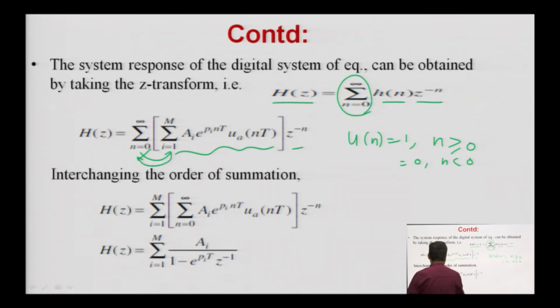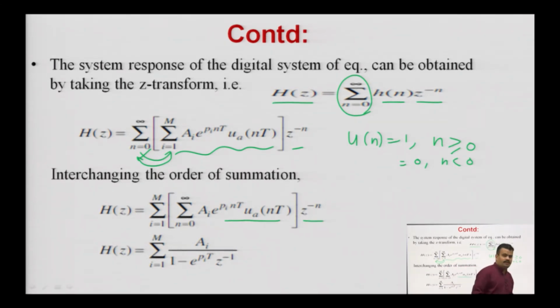Summation i from 1 to m and n from 0 to infinity, a_i e to the power p_i nT into u(nT) into z to the power minus n. Now, you are putting the value of small n from 0 to infinity. Whenever you take the z transform, I hope the z transform is clear to everybody. In calculating the z transform, you have to put the value of small n, because in the z transform your limit goes from small n equal to 0 to infinity. So, you have to put the value of small n.